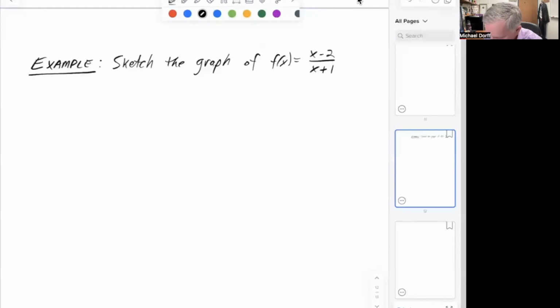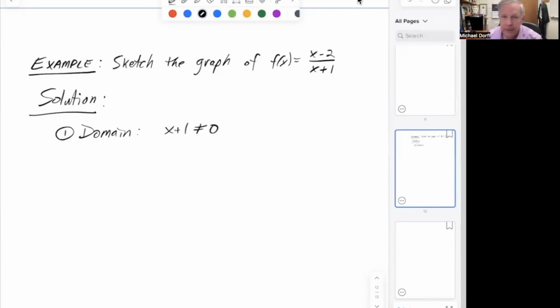So the first idea was the domain of this function. We have the function f of x equals x minus 2 over x plus 1. We have a rational expression here, looks like a fraction. We know then that x plus 1 cannot equal 0, because then we'd have 0 in the denominator. That means that x cannot equal negative 1. So my domain is going to be negative infinity to negative 1, union negative 1 to infinity.